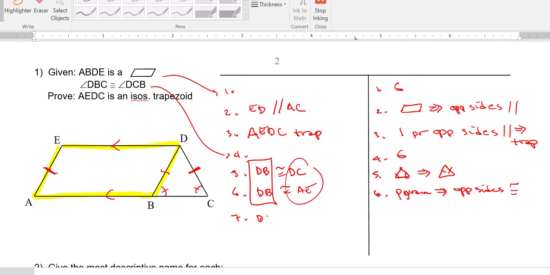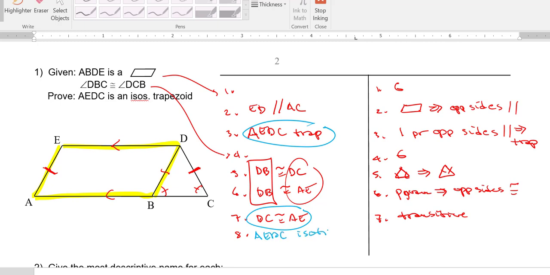So DC is congruent to AE using transitive property. And now I can say that because I have a trapezoid and the non-parallel sides are congruent to each other, I can say that AEDC is an isosceles trapezoid. Trapezoid with non-parallel sides congruent is an isosceles trapezoid.